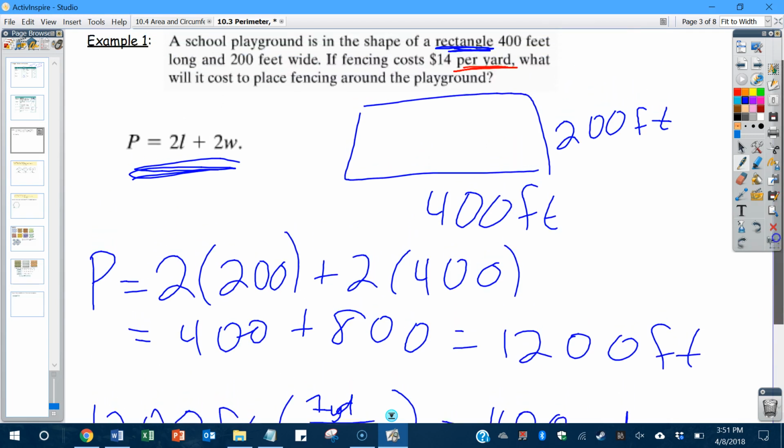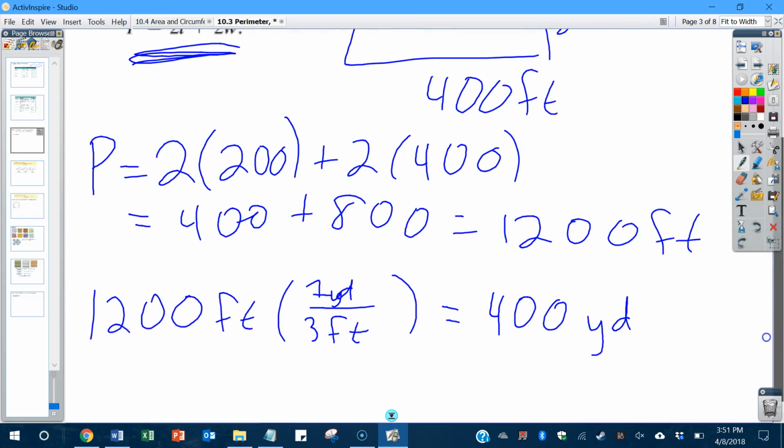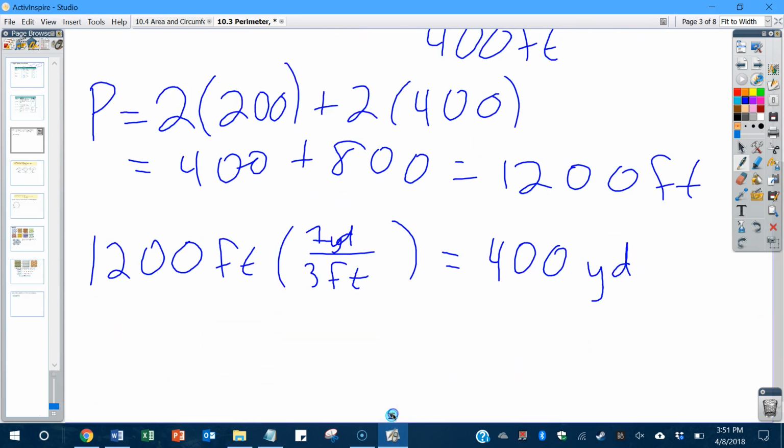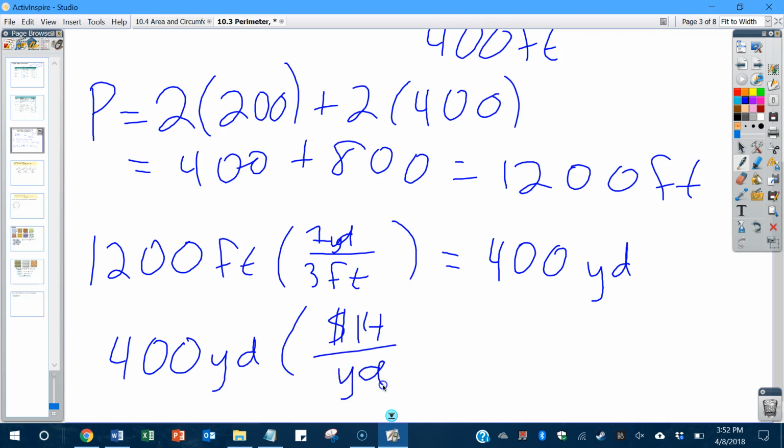Now, I'll look back up here again, and it says it's going to cost $14 per yard to build this fence. So if I have 400 yards, and it's going to cost me $14 per yard, then using dimensional analysis, you can see my yards cancel, and I'm left with dollars as my unit. That's going to tell me how many dollars I'm going to have to spend on this fence, which is 5,600.